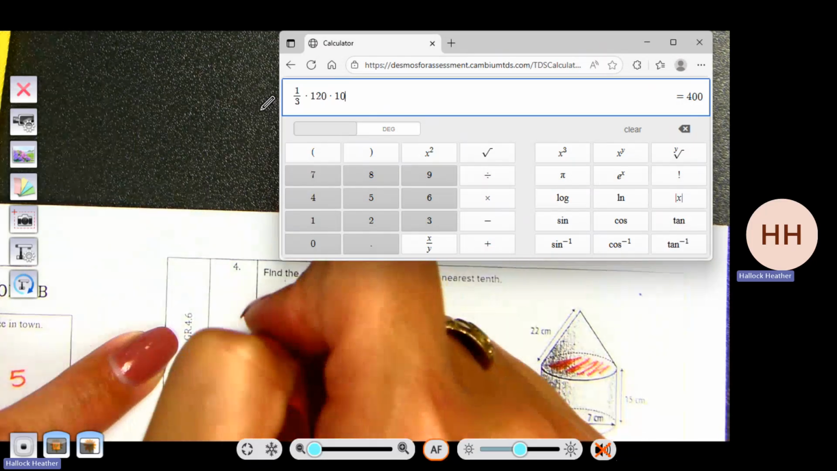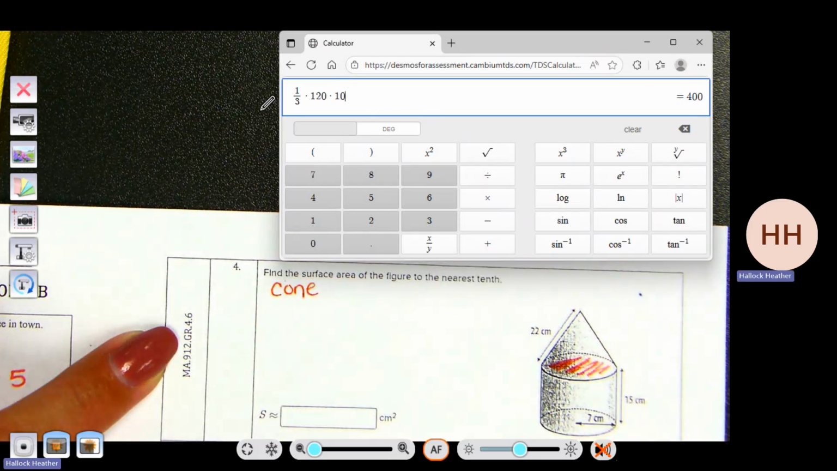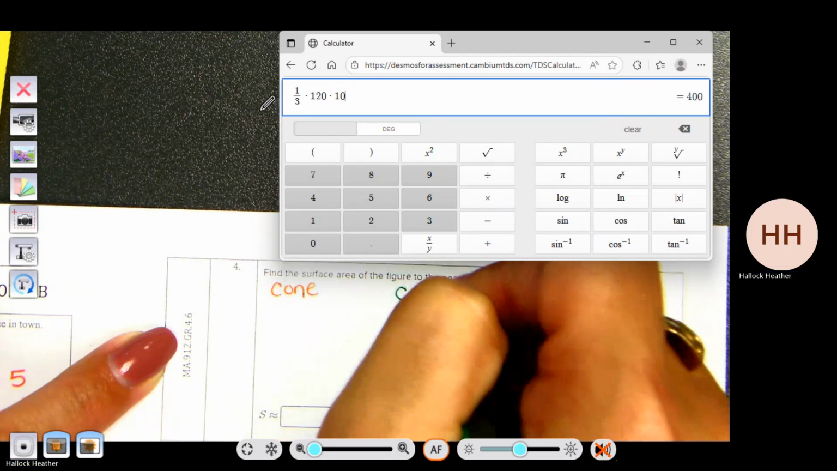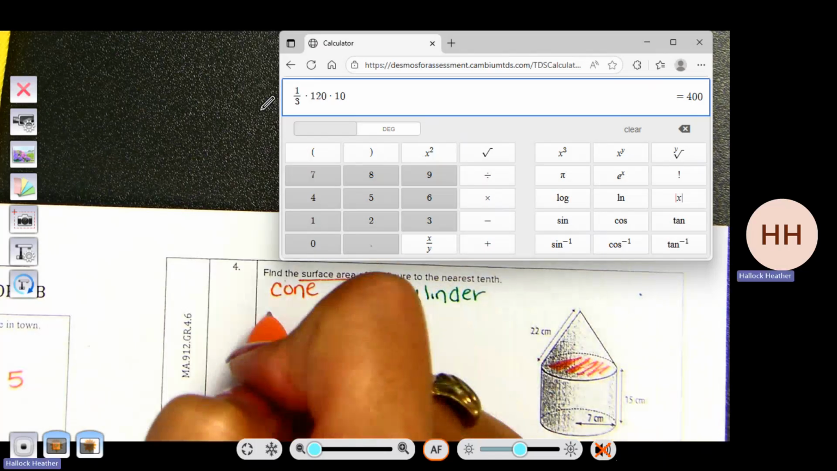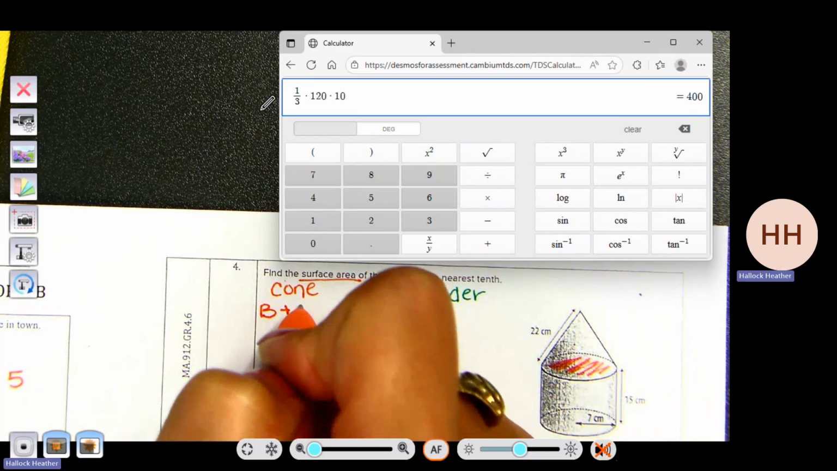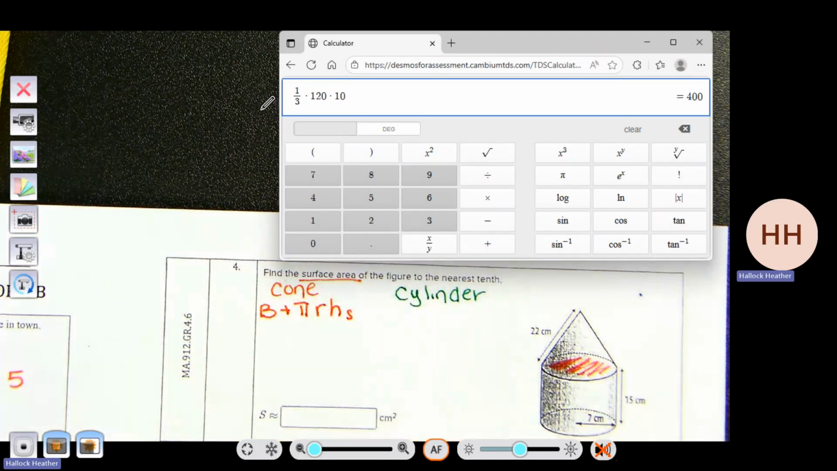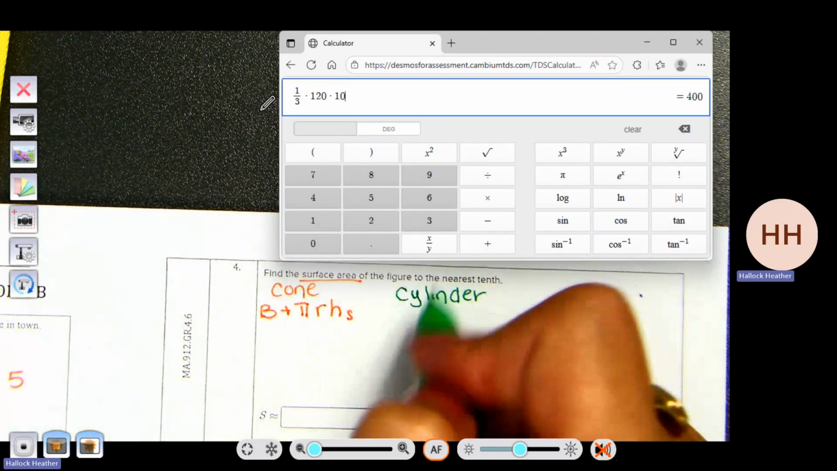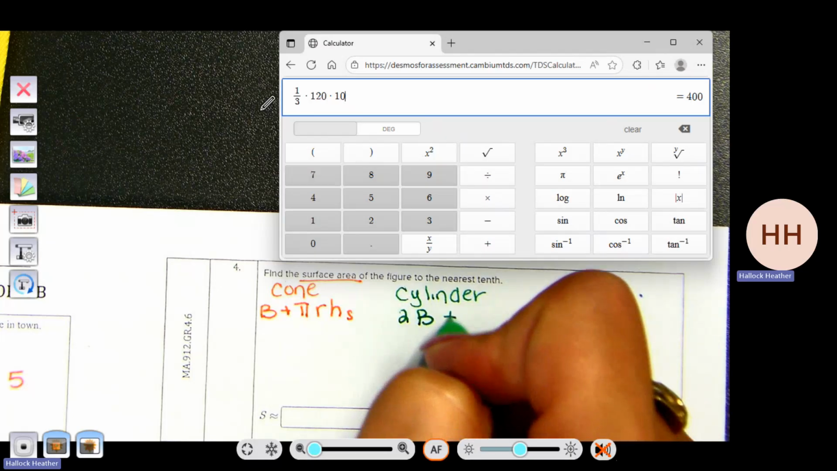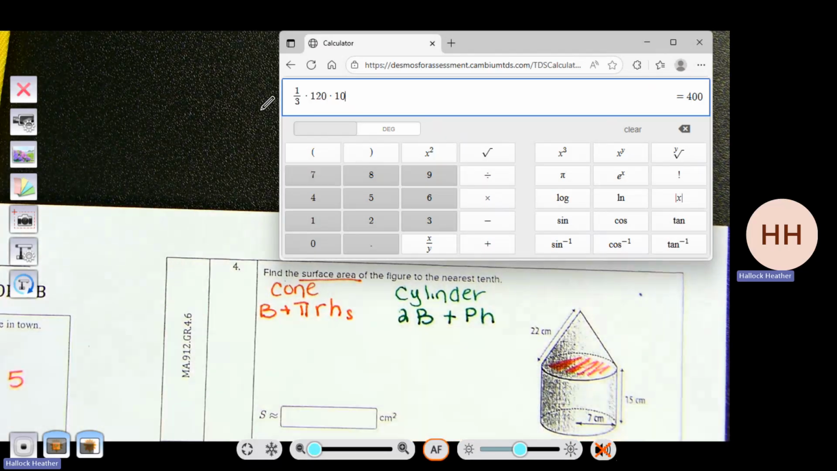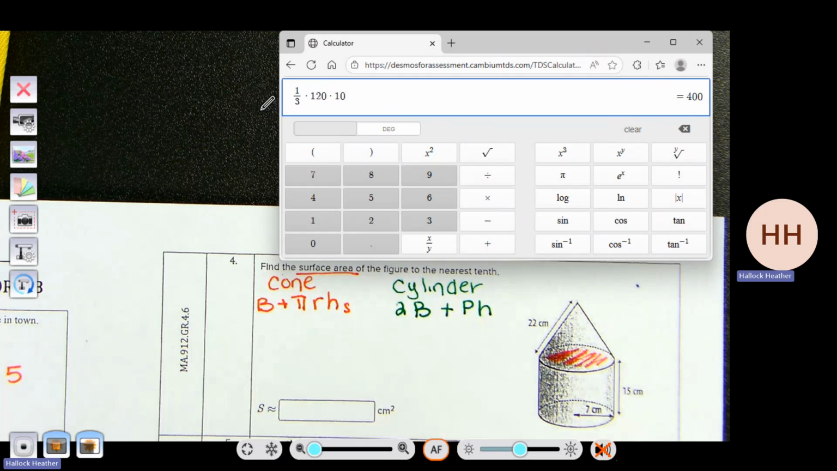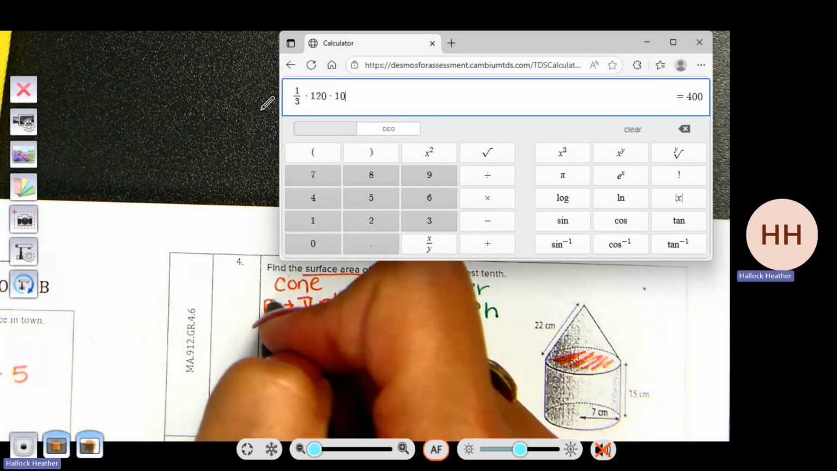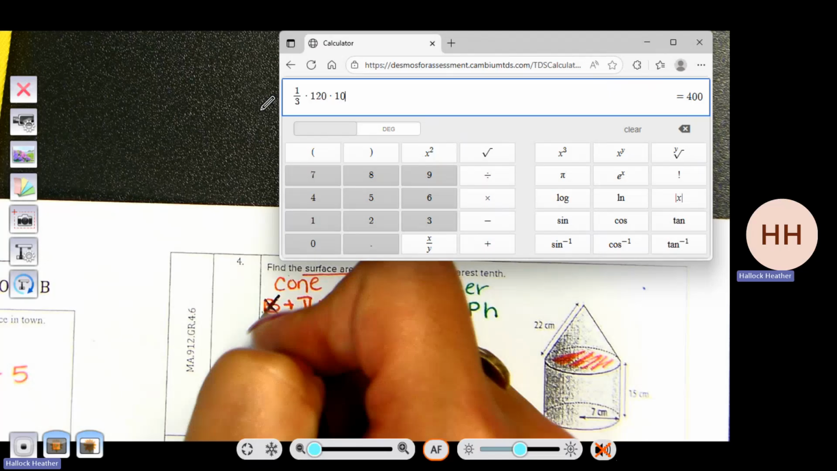So I'm going to start by writing out the formula for a cone and the formula for a cylinder. The normal surface area formula for a cone is capital B plus pi r slant height. The surface area for a cylinder is 2 big B plus PH. Now, the reason why this matters is I do not have to include the base. So we're just finding the lateral height of the cone. So we are not using big B for the cone.